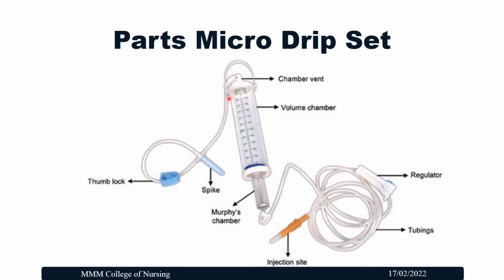Initially the fluid will be allowed to flow into the volume chamber up to a particular amount, and the thumb clamp will be locked. After that the fluid cannot flow into the volume chamber. The fluid from the volume chamber will be permitted to flow into the patient's body for a particular period of time. So it helps to administer the fluid in a maintained pattern, and there is a chamber vein in case any medication has to be added to the IV fluids. It can be added through the chamber vein.